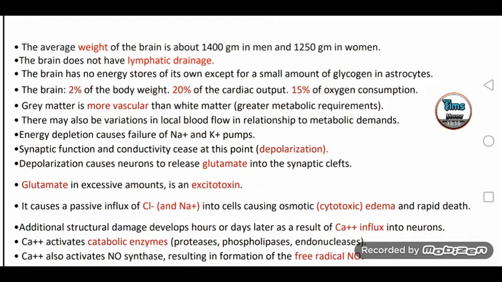And then the brain is 2% of the body weight. However, it takes 20% of the cardiac output and 15% of oxygen consumption, which increases the risk of hypoxia.